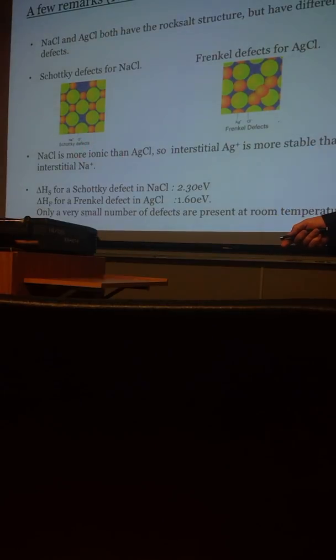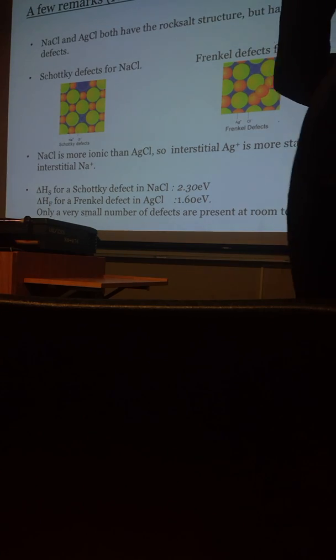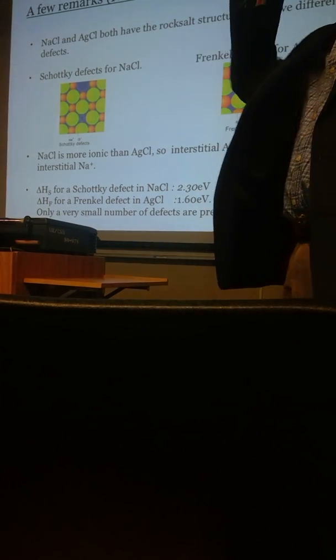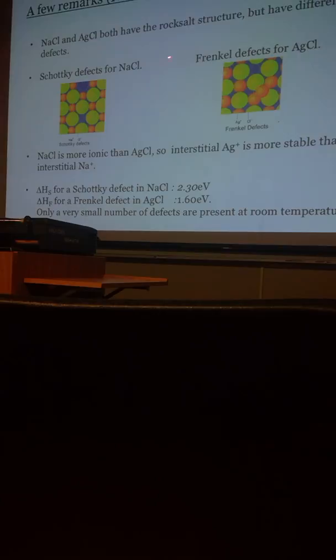You can use the Pauling electronegativity. That's right, Pauling electronegativity is a good measure. Using the Pauling electronegativity for sodium chloride versus silver chloride, obviously sodium chloride is much more ionic than silver chloride. So this is a good measure: if a compound is very ionic, it tends to form the Schottky defect because you need to remove both ions to stabilize.